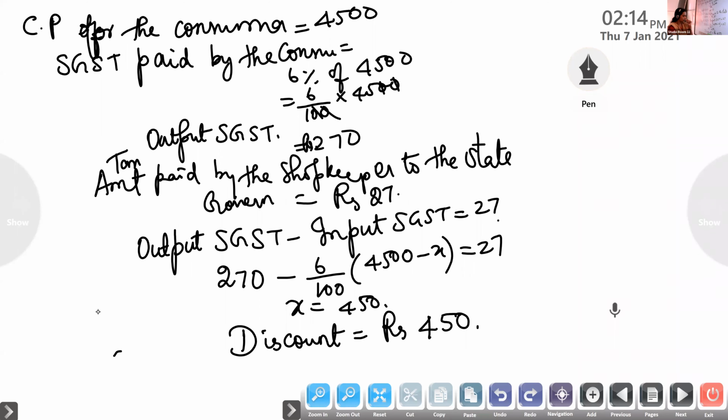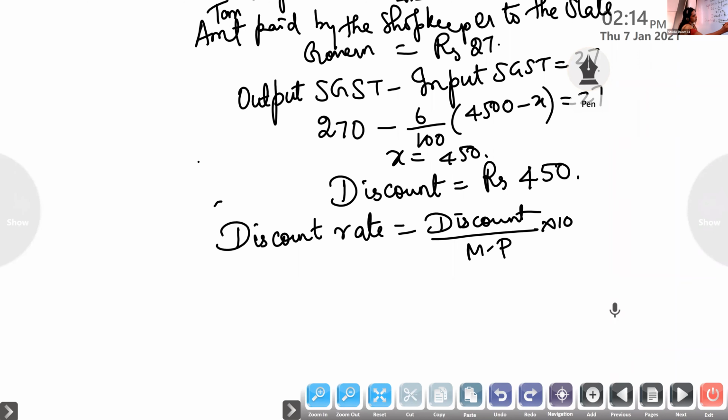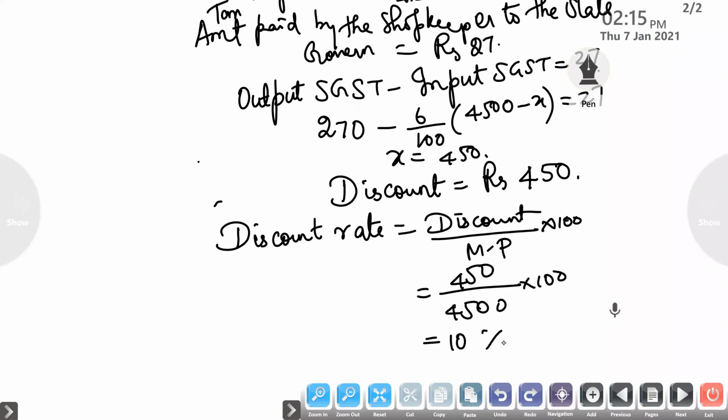Okay, so discount is rupees 450. Once you find the discount, next you find the discount rate. What will be the discount rate? The discount rate is discount by marked price into 100, isn't it? Marked price is the list price. So it is 450 by marked price, our list price, which is 4,500. So what will be the rate of discount? It is 10%. So the rate of discount is 10%.